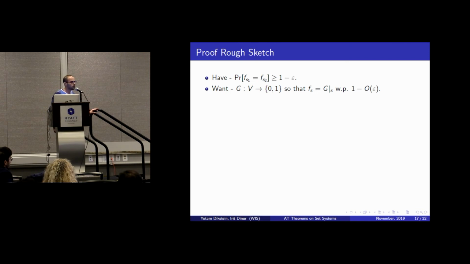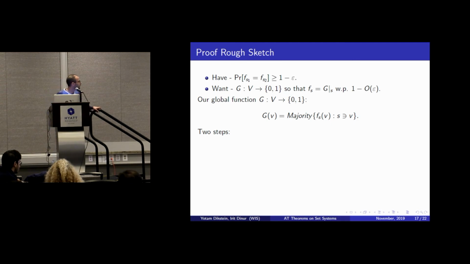So finally, I want to give you a very, very rough and simplified proof sketch of our theorem. So what we have is a set system where we assume these local test graphs are good enough expanders, and also a family of functions that passes this agreement test with high probability 1 minus epsilon. What we want is to find a global function on the whole vertex set so that 1 minus O of epsilon of these local functions are actually restrictions of this global function.